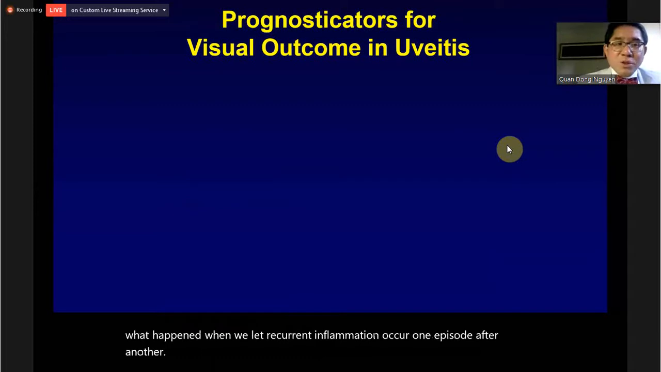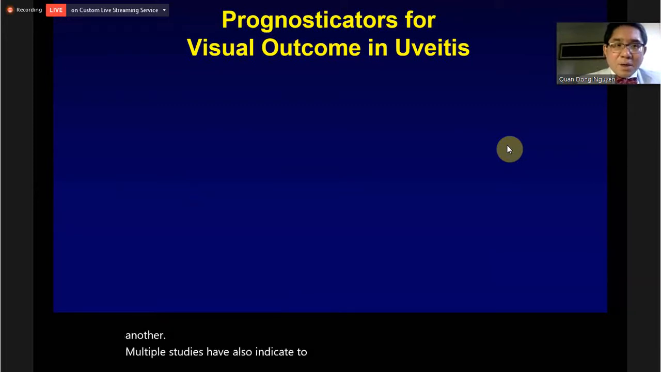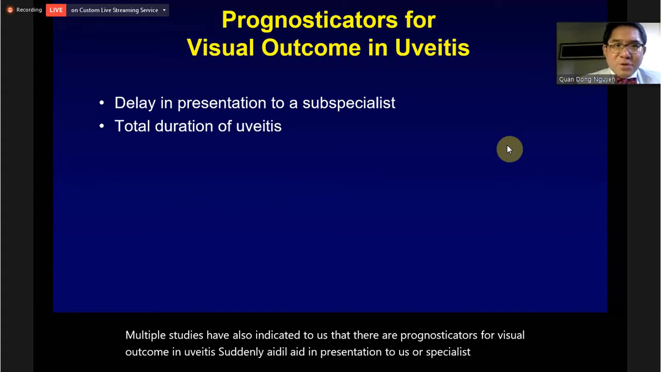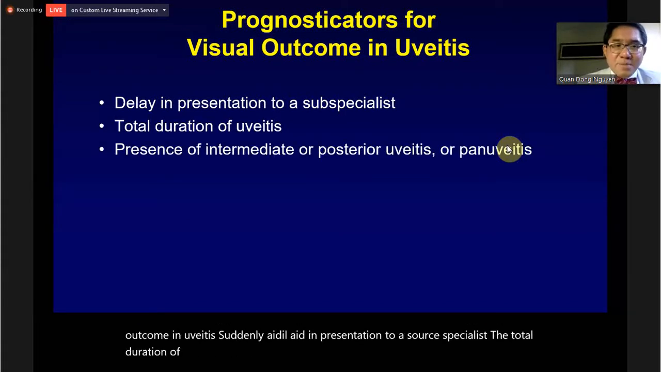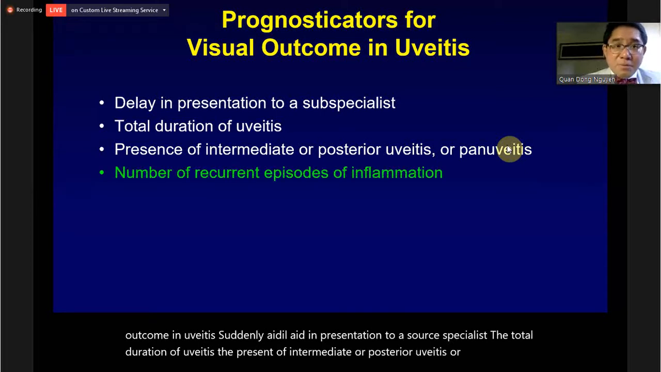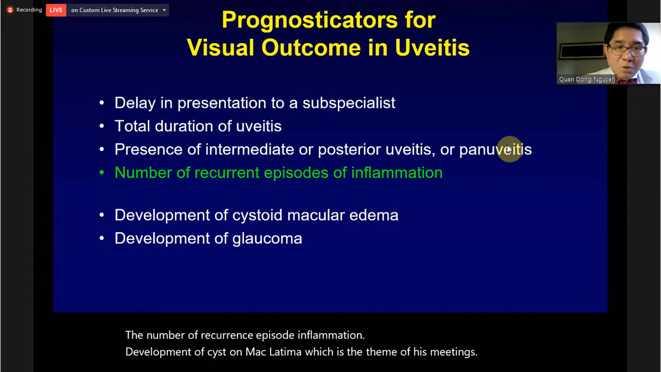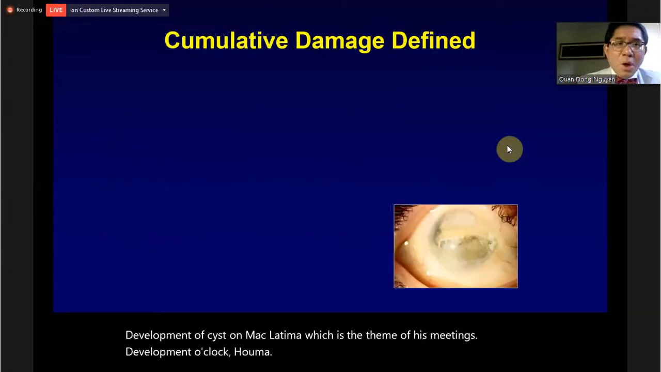Multiple studies have also indicated to us that there are prognosticators for visual outcome in uveitis. Certainly a delay in presentation to a subspecialist, the total duration of uveitis, the presence of intermediate or posterior uveitis or panuveitis, the number of recurrent episodes of inflammation, development of cystoid macular edema, which is the theme of this meeting, and development of glaucoma. So how do we define this?